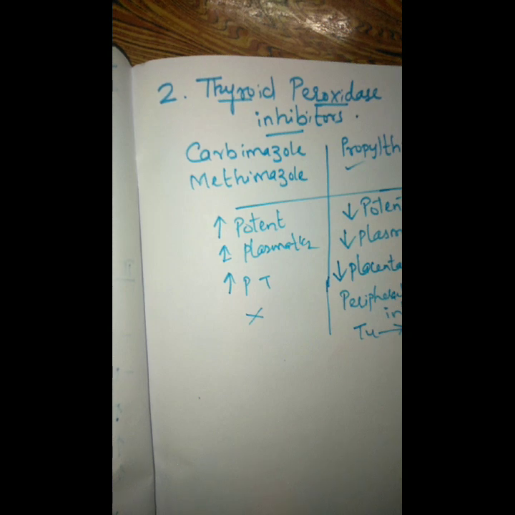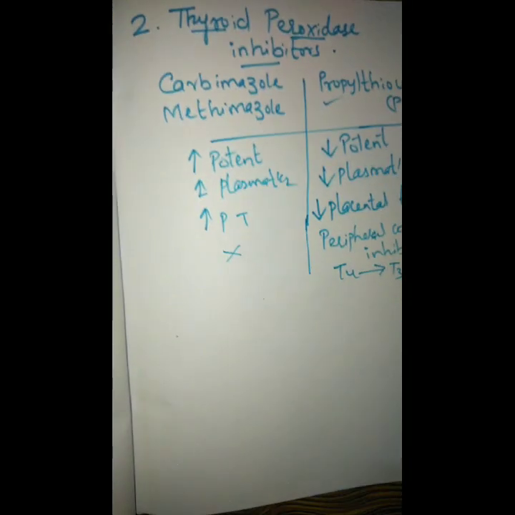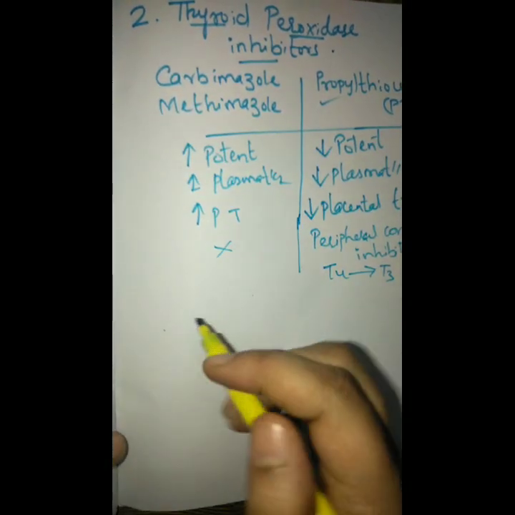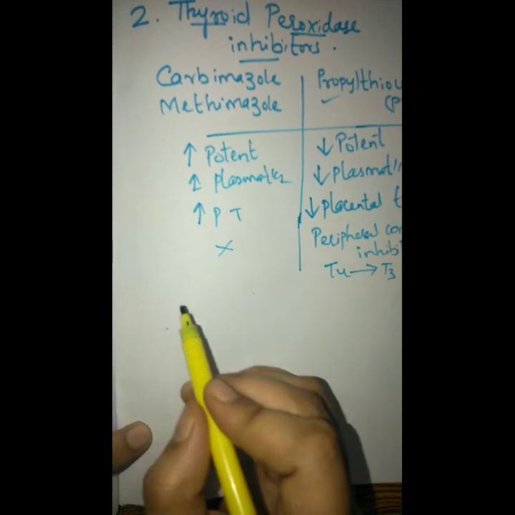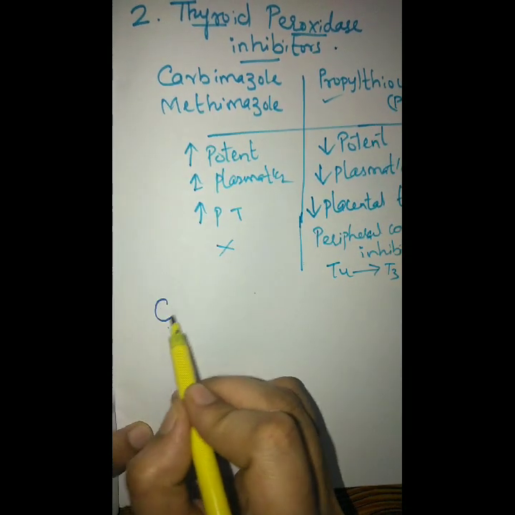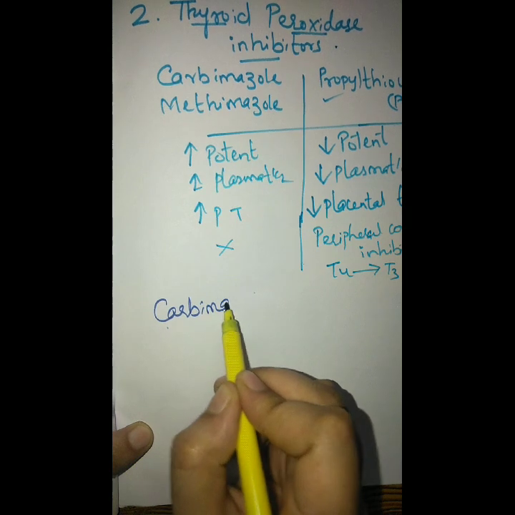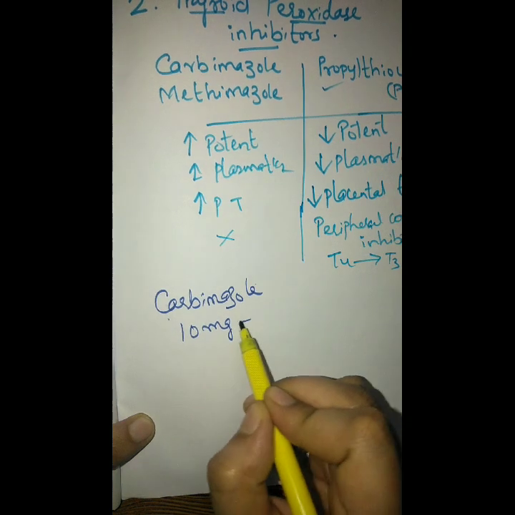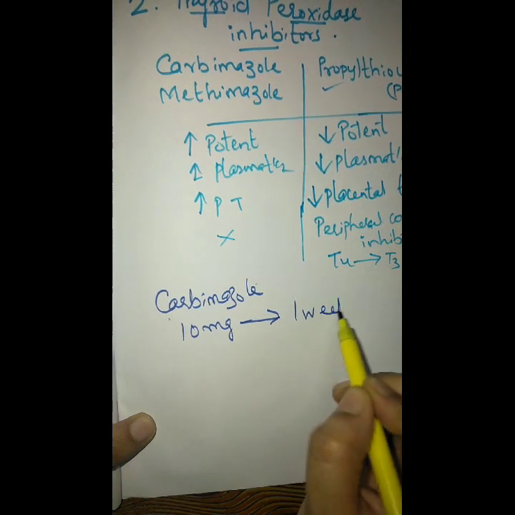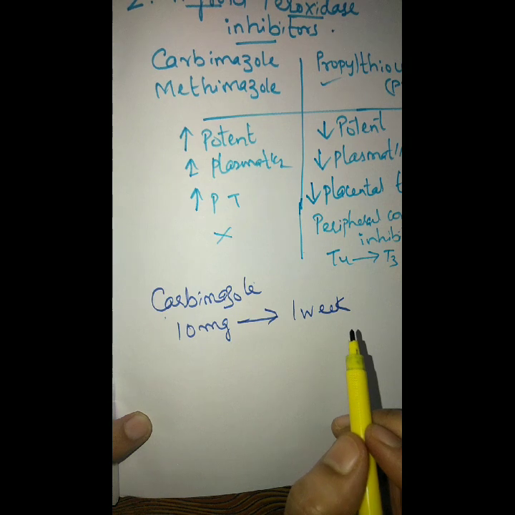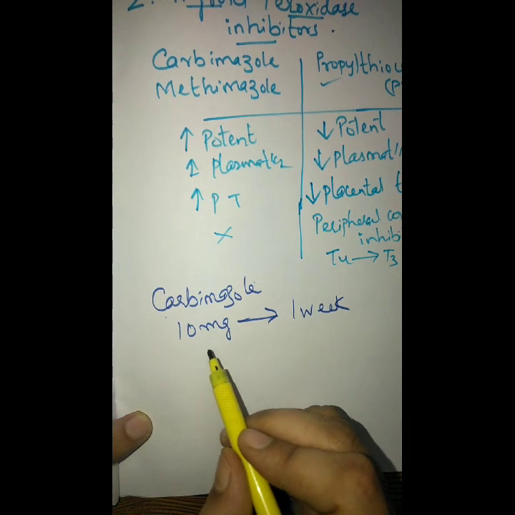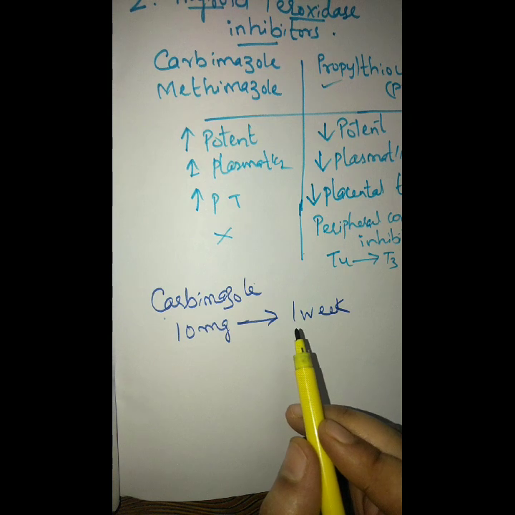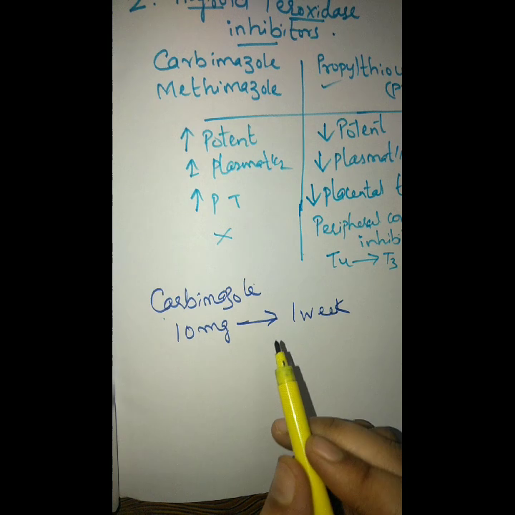Now just assume there is one person suffering from hyperthyroidism, and because of this you prescribe that person carbimazole. You prescribe 10 mg of carbimazole to be taken for 1 week. So that person who is suffering from hyperthyroidism will consume 10 mg of carbimazole for 1 week, and you expect that after 1 week the symptoms of hyperthyroidism should be reduced.